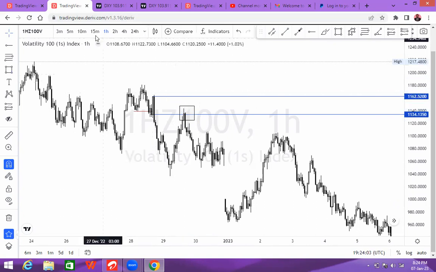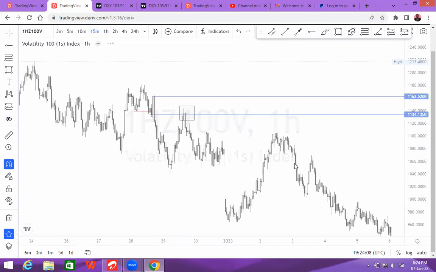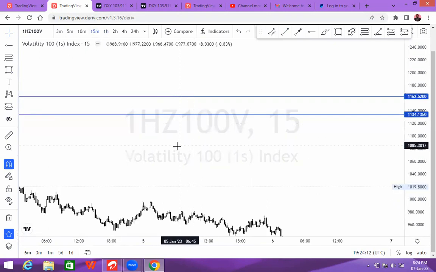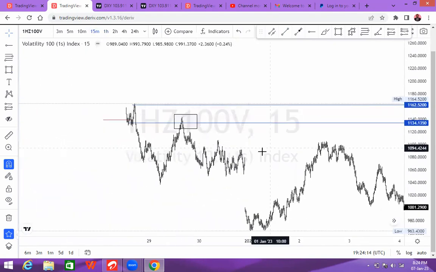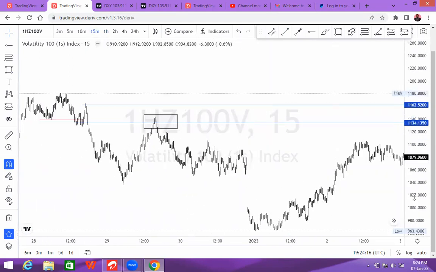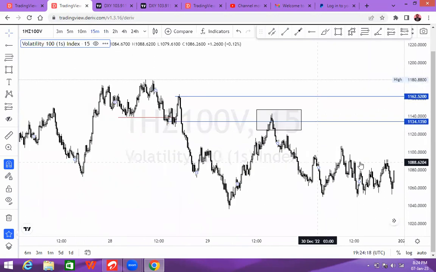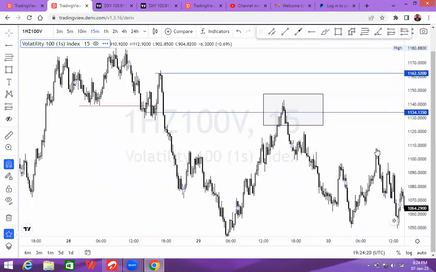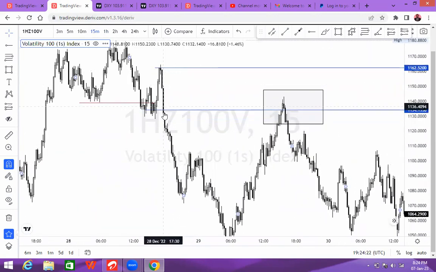I'm going to show us how I took that entry. Let's go to 15 minutes. I didn't take the second entry. I was skeptical, but I think I took this one and I just closed it, not quite long. I dropped it in the group also. So coming to that, this was the candle.